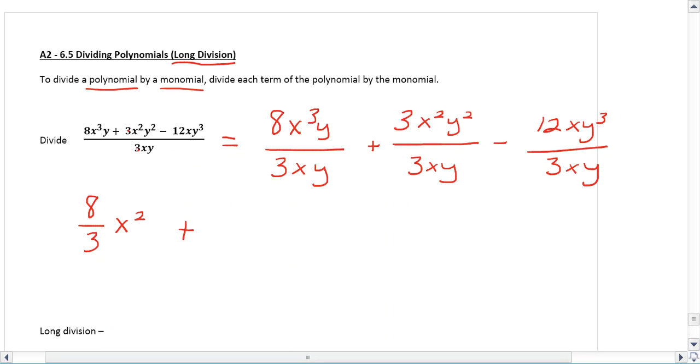3 divided by 3 is 1, so that's gone. X squared divided by x is x. Y squared divided by y is y. So all that's left of this middle part is xy. And here, negative 12 divided by 3 is negative 4. The x's cancel, and we're left with a y squared. And then I'm checking to see if any of these are like terms that could be added. They are not like terms, so that's our final answer.